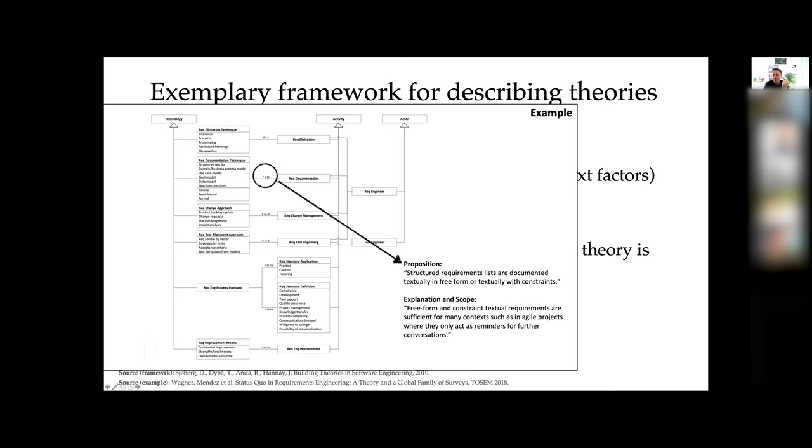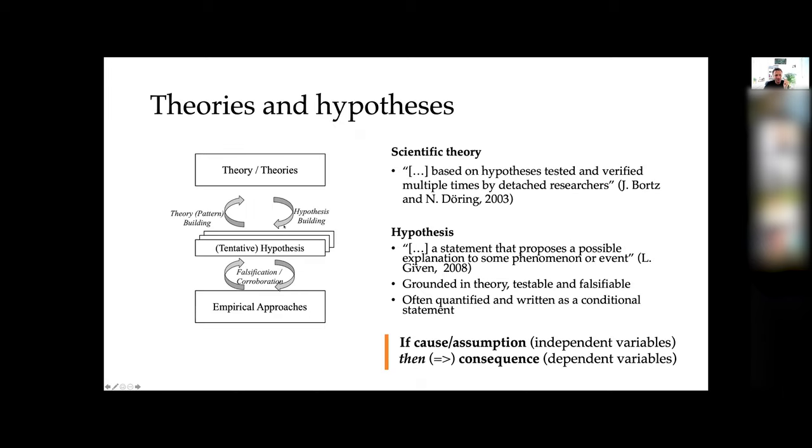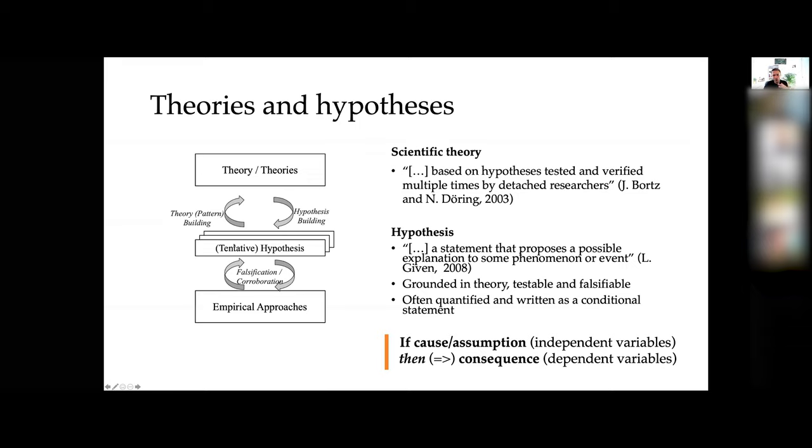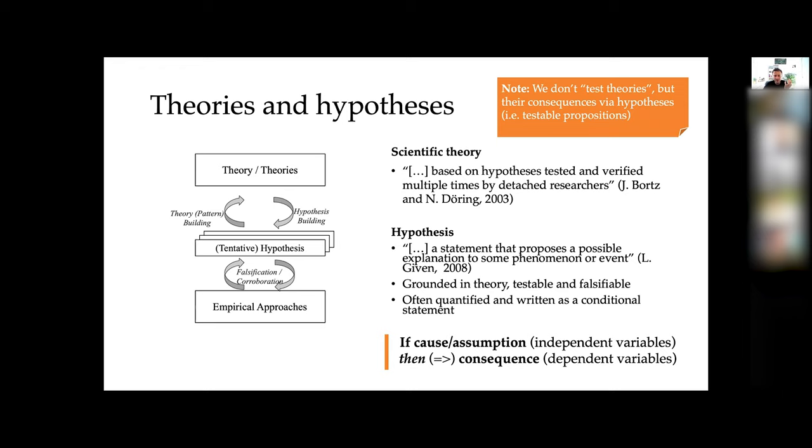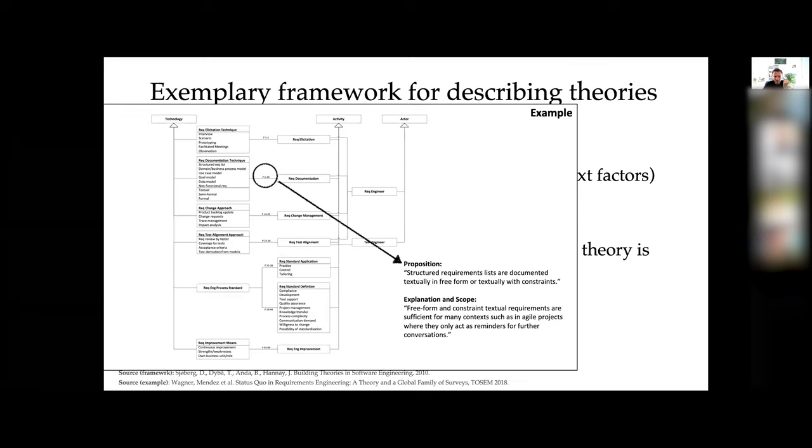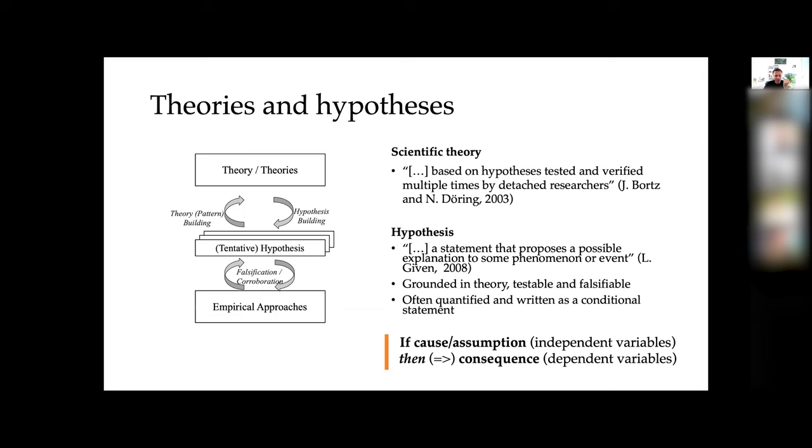Okay? Now let's talk about theories and hypotheses to bring this picture together to something much larger. Now we have to distinguish a theory and a set of hypotheses. A theory is typically the conglomerate of different hypotheses that I want to test. And this is also important to understand. I never test a theory, but I always test the logical consequences of the theory by testing the hypotheses that make up the theory. To go back to the example, as I said earlier, this is the whole theory, and it consists of different hypotheses. In our case, the propositions number 1 to 49. So 49 hypotheses to make up a rather simple theory for software engineering.